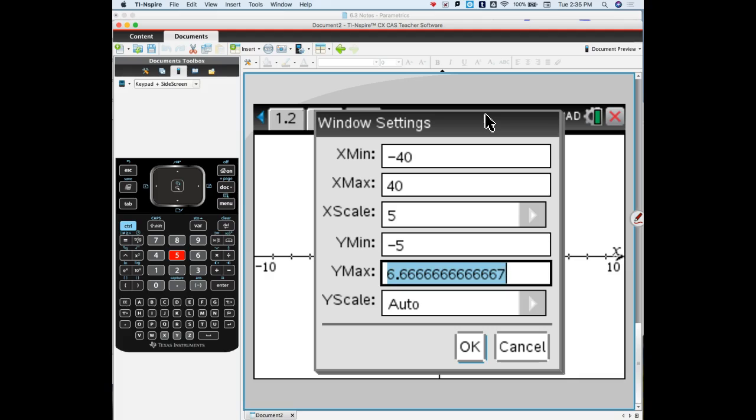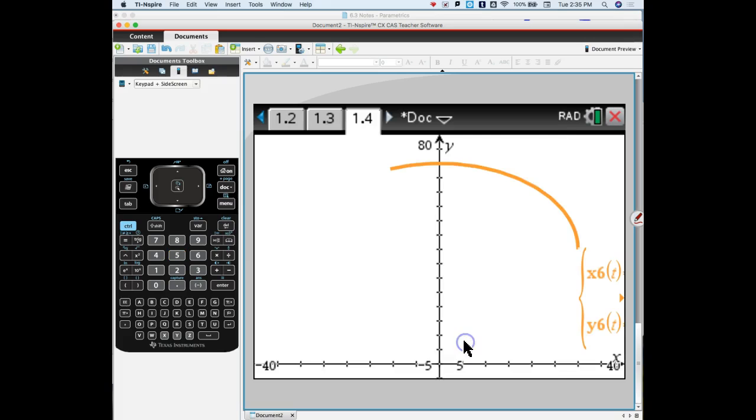Maximum 80, okay, because we need to get up to 70, right? So let's go up to 80, and I'm going to go by 5s again. So now I should see.